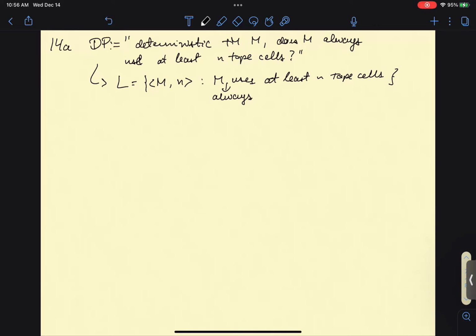So that's the intuition. All right. Then, can anyone think of a way of reducing this? So what do we want to do? We want to take some problem, and then map. Do we want to map reduce? We just want to reduce it to L, right? Yeah.